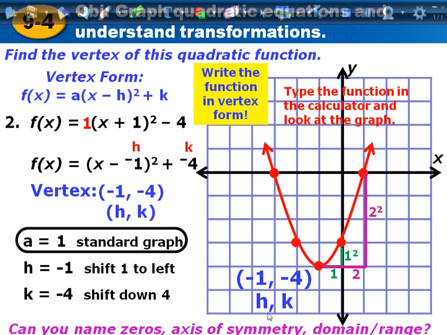And it says, can you name the zeros, axis of symmetry, and domain and range? My zeros are where it crosses the x-axis, so that's at -3 and -1. Axis of symmetry is going to be this line right here that cuts it in half, so that's going to be x equals -1. Domain is always all real numbers, and range is going to be everything from this bottom -4 and up, so it's going to be y greater than or equal to -4. Again, for this one, all you have to have is this part right here. You do not have to have the graph.